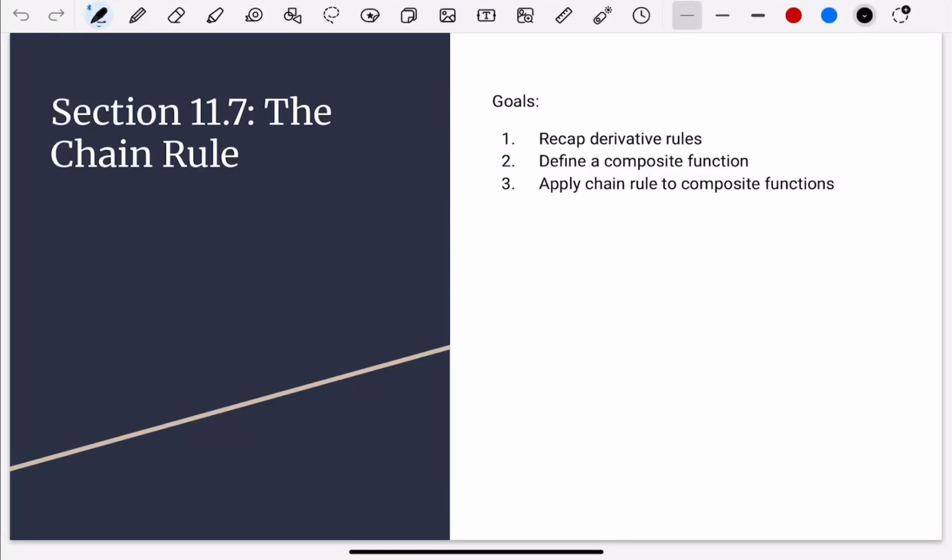Alright, so for this section, 11.7, it's going to wrap us up on chapter 11, and we want to introduce our last new rule, and it is called the chain rule. First we're going to recap all of our derivative rules that we have thus far. Then we're going to talk about a composite function and what that is, and then we'll talk about how the chain rule applies to composite functions with derivatives.